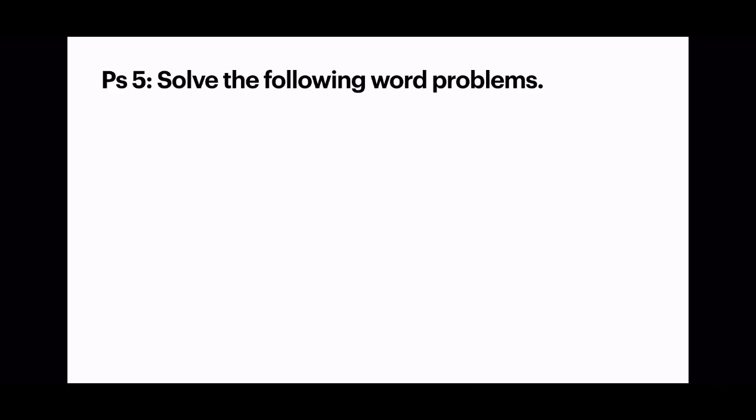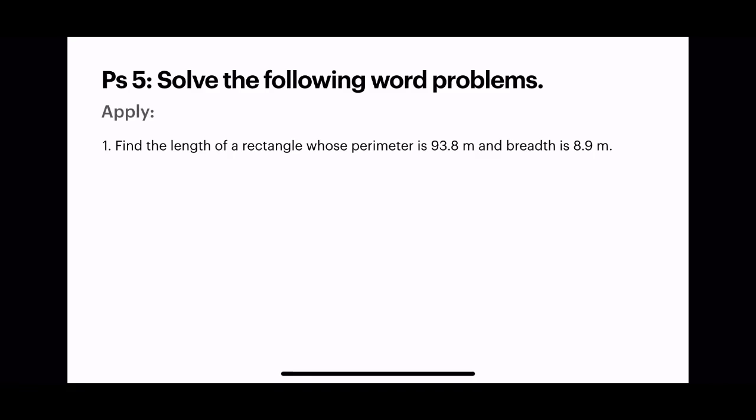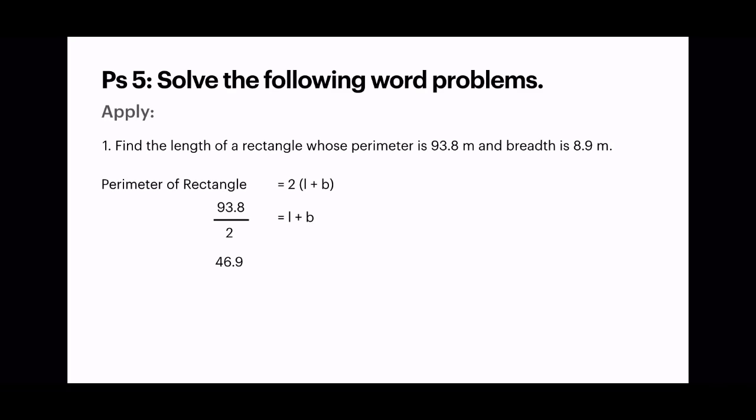In problem set 5, solve the following word problems. Apply part, let us do the first sum. Find the length of a rectangle whose perimeter is 93.8 meters and breadth is 8.9 meters. Perimeter of a rectangle is 2 into L plus B. So 93.8 divided by 2 is equal to the sum L plus B. Now 93.8 divided by 2 is 46.9.